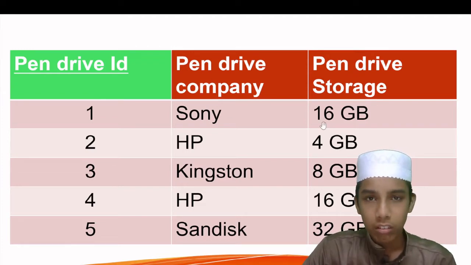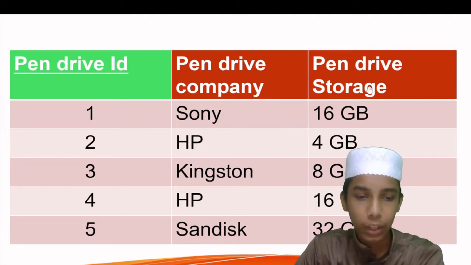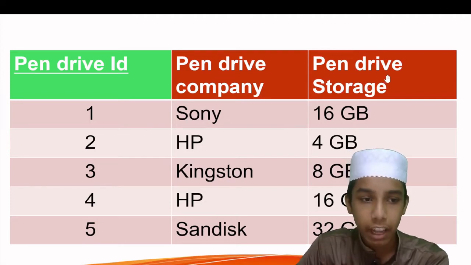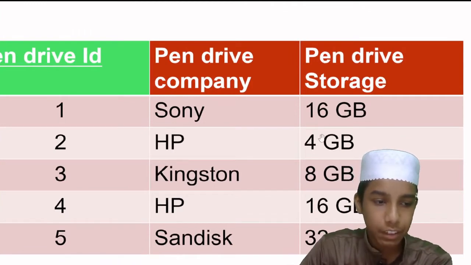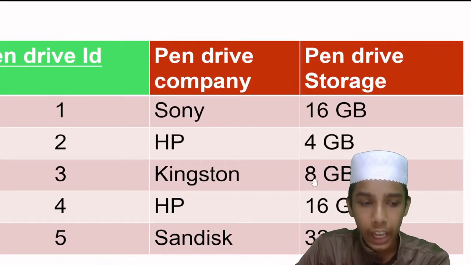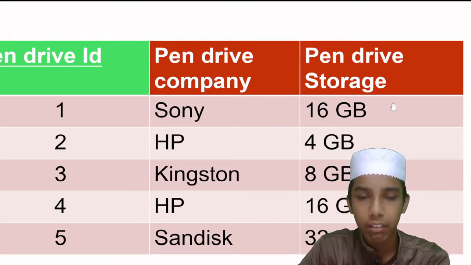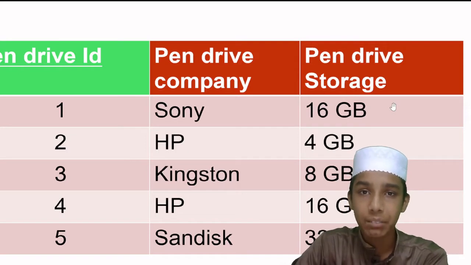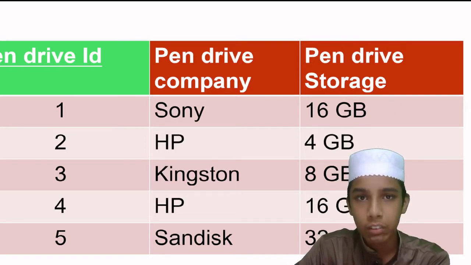So in these videos I have modified this table, like instead of pen drive storage I have given pen drive customer there, because instead of the 16 GB, 4 GB, 8 GB, I need alphabets, so we can't use those. So instead of that I have given pen drive customer. That's why in that place I can give the names of the customers who had bought the pen drives.